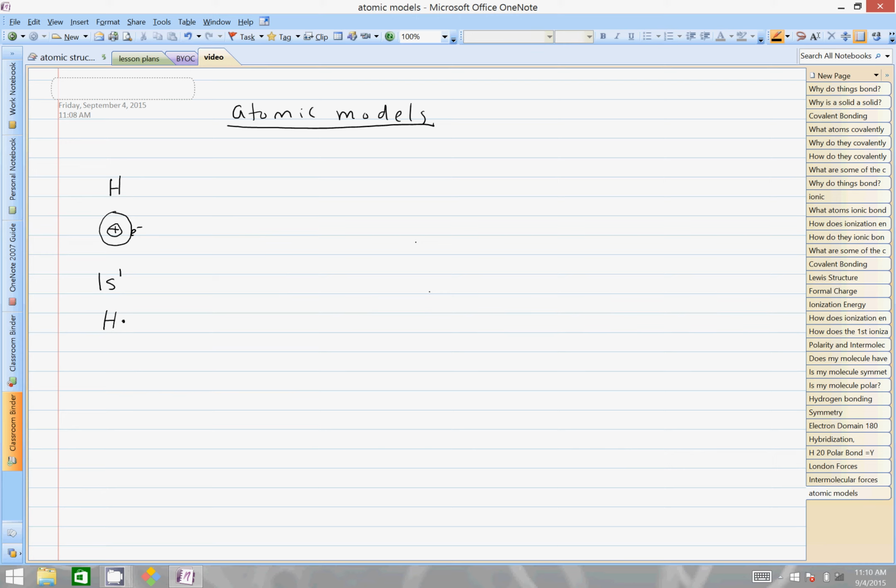Alright, then we got ourselves, let's say, helium. Helium has two protons, 1, 2 in the nucleus, and has two electrons. They're both in the same energy level, so there we go. It would be 1s2 electron configuration. Helium would look like this: 1 and let's say 2.